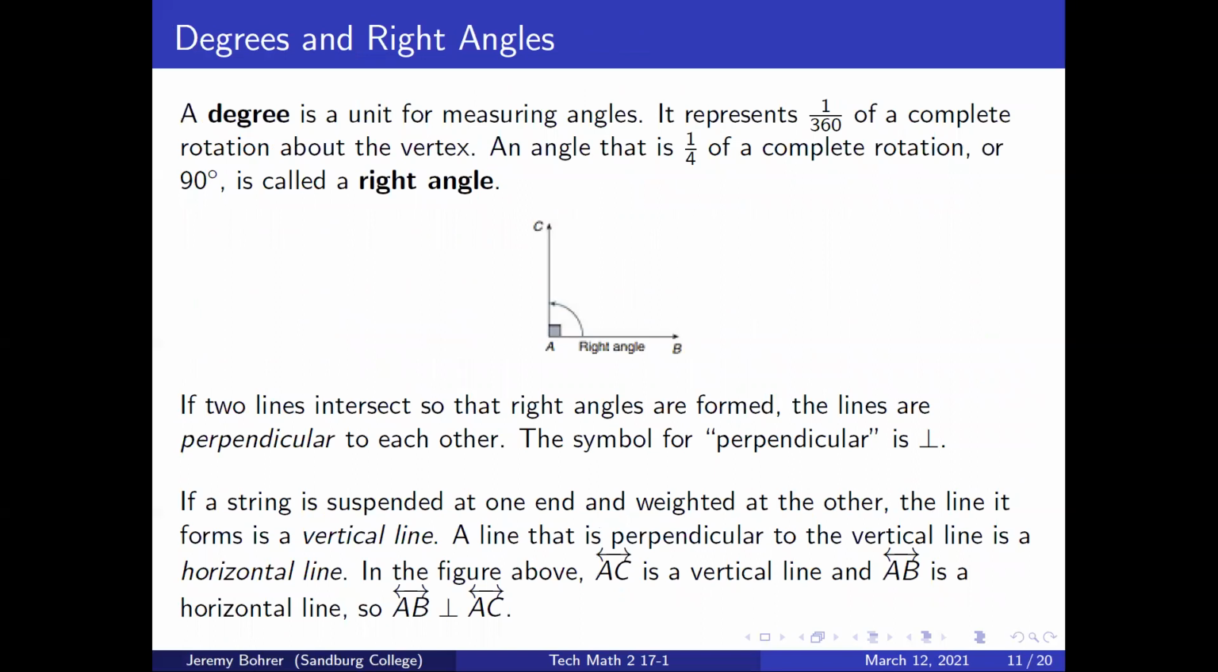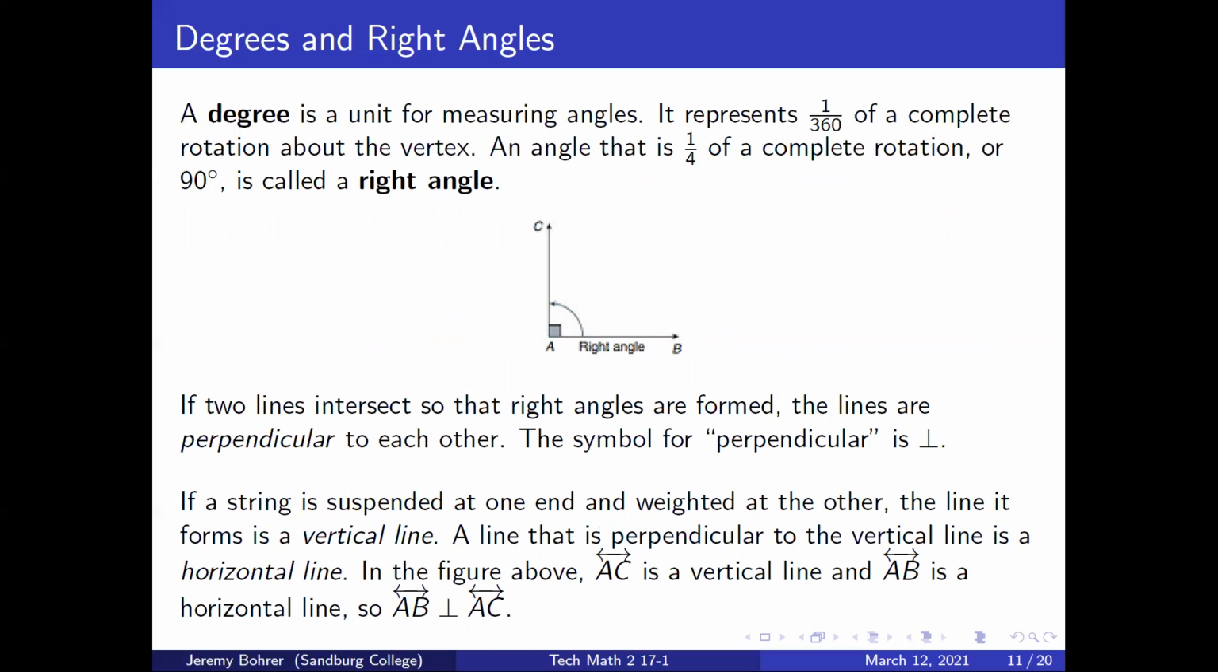A degree is a unit for measuring angles. It represents 1/360th of a complete rotation about the vertex. An angle that is 1/4 of a complete rotation, or 90 degrees, is called a right angle. If 2 lines intersect so that right angles are formed, the lines are perpendicular to each other. The symbol for perpendicular is this upside down T shape.